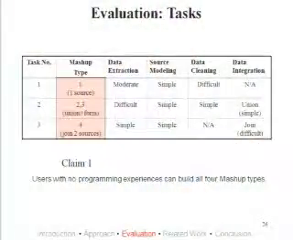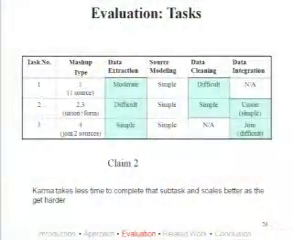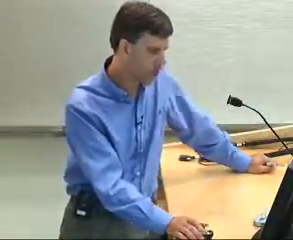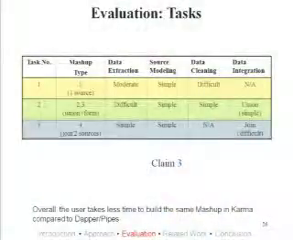So the first claim is that users with no programming experience can build all 4 mashup types. Claim 2 was that Karma takes less time to complete the subtasks and scales better as the tasks get harder. You can see here that we have different difficulties on some of these tasks that we could compare. And then claim 3 was that overall the user takes less time to build the same mashup in Karma as compared to Dapper and Pipes. So we look at the overall time to do the end-to-end tasks.